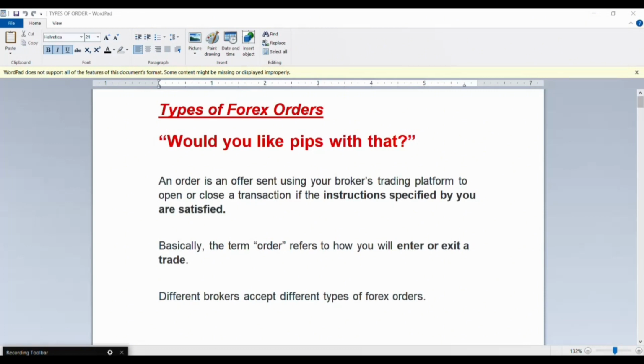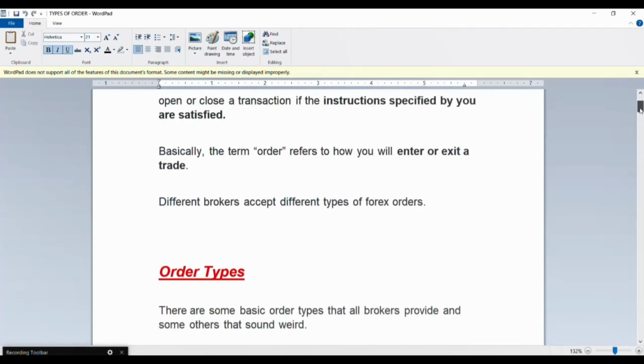Today, we are going to be looking at the types of orders. In the foreign exchange market or in the financial world, an order simply means a command to enter or exit a trade. There are a set of instructions that you will give to your broker to perform a certain task. If those instructions or specifications are met, your broker is going to execute your order. If you want to buy or sell a currency pair, you are going to give an order to your broker to perform this task, and your broker is going to do it if your specifications are correct.